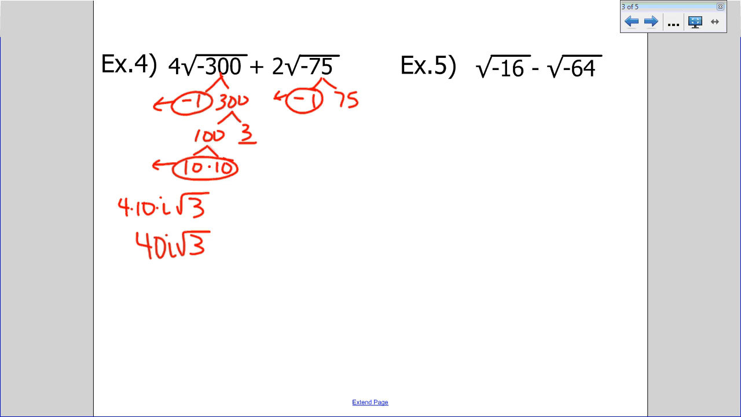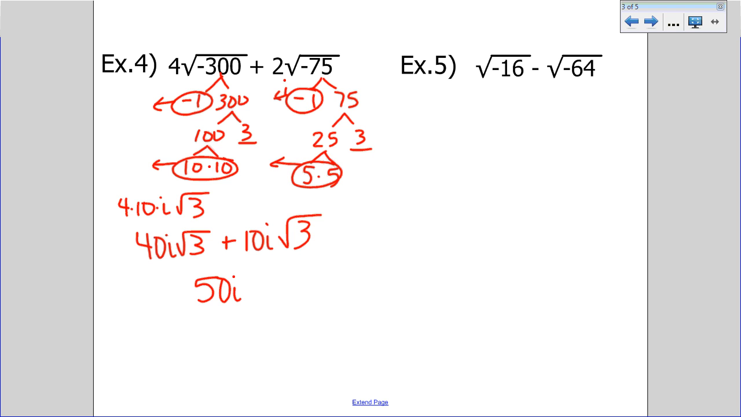75 is what I get when I break -75 into -1 times 75. I want to have a 3 left, so 25 times 3. And then 25 is 5 times 5. So this is what's coming out of this radical. There's a plus here, so 2 times 5 times i is 10i, and we have square roots of 3. Now we can add those together, and we have 50i square roots of 3.